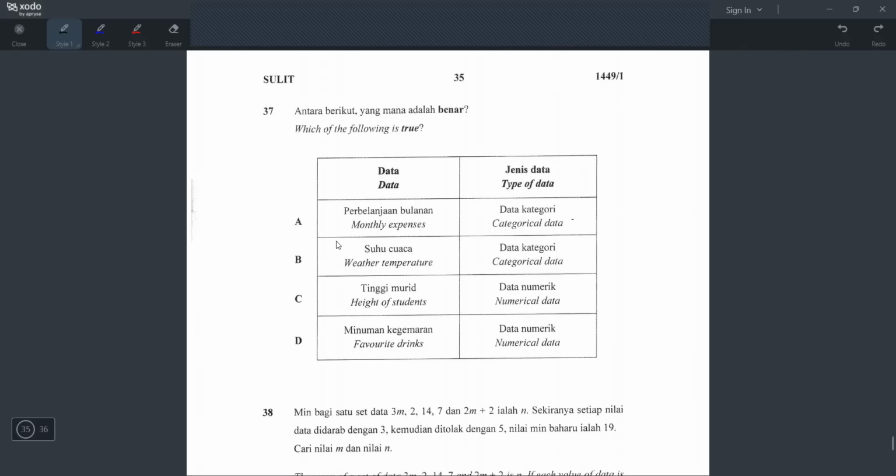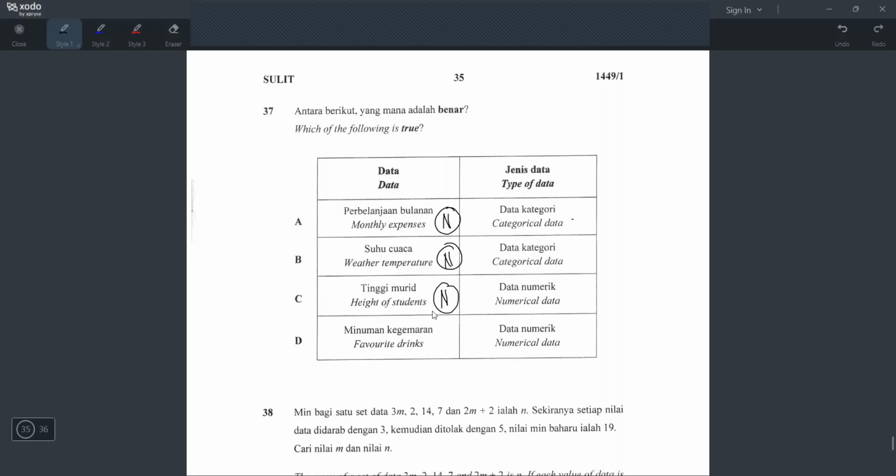Monthly expenses. When you do a survey on monthly expenses, the data you will get will be in numbers, right? Because expenses is like RM. So definitely the data comes in numbers. So this one is numerical data. What about weather temperature? Let's say you do research on temperature. The data you will get will definitely be numbers. 37 degrees Celsius, 85 degrees Celsius. Everything is in numbers. So it's numerical data as well. Height of students. When you do a survey on the height of students, the data you get will definitely be in numbers, right? Because height is like 170 cm, 175.